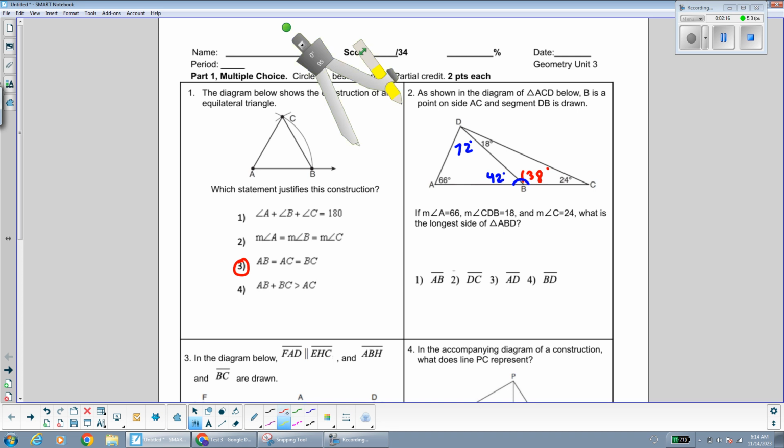So now the triangle we're focusing on in the question is triangle ABD, and the longest side is going to be opposite from the biggest angle. So here's the biggest angle. So we have found the biggest side.